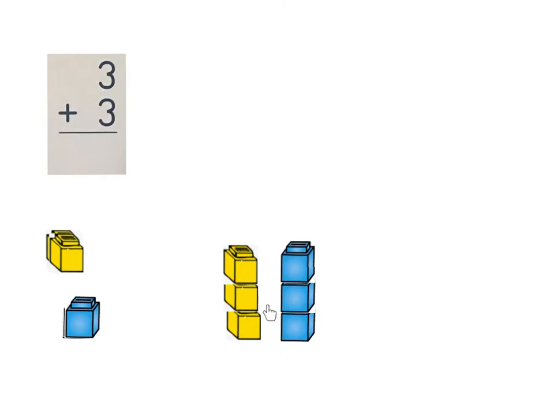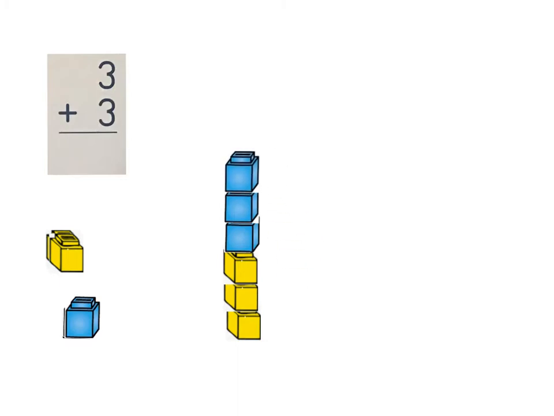Besides them being different colors, do you notice anything about their heights? They're the same height again. That's right, because they're both representing the same number. All right, if we put them together, well, I know it looks like a really crazy tower. Let's see how many we get.